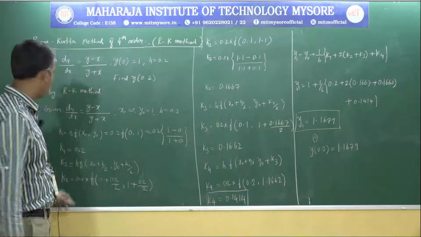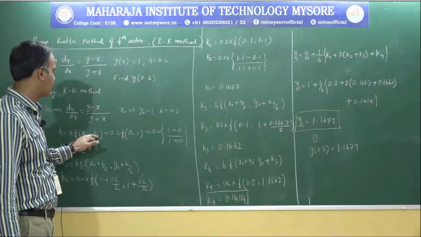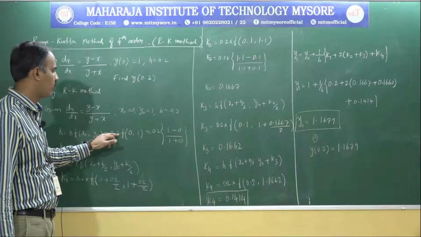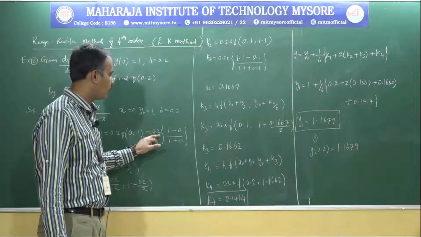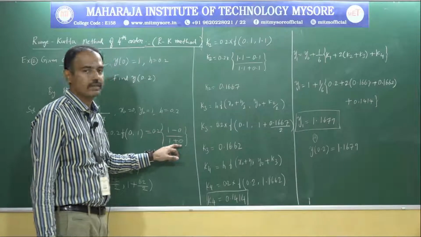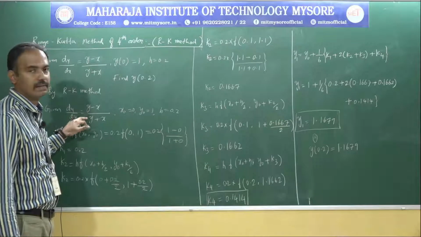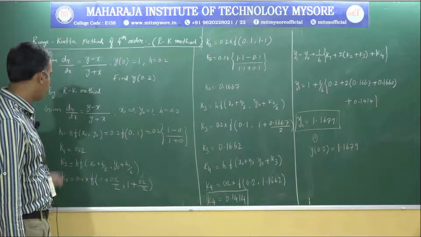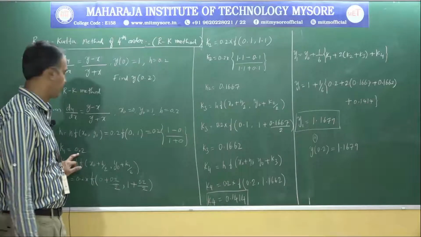Right, first we have to find out the k1 value. The k1 value means h times f of x naught comma y naught, with h value 0.2, into f of 0 comma 1. Here it is 0.2 into (1 minus 0) over (1 plus 0), because the given function we can take in terms of f of x comma y. Now after simplifying we get k1 is equal to 0.2.